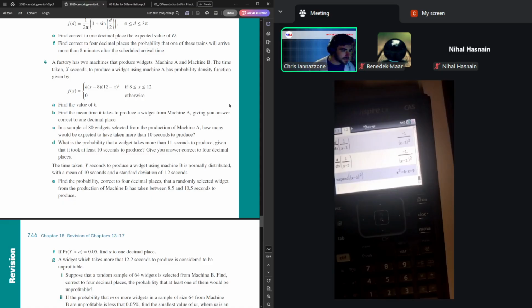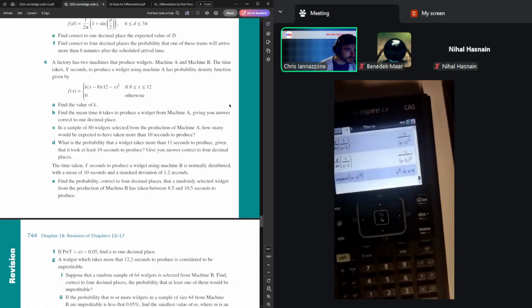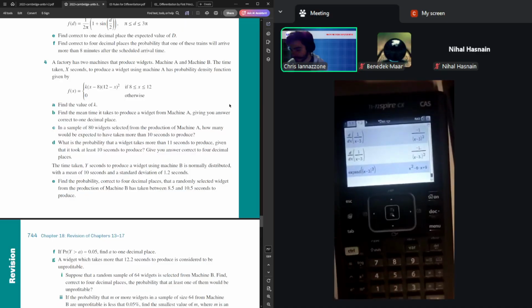Part C, in a sample of 80 widgets, how many would be expected to have taken... Okay, well maybe we do need to do part B. Actually, maybe not. I don't think we need part B for this. We have a sample of 80 widgets. From this continuous probability distribution, how many would be expected to have taken more than 10 seconds to produce? It's a bit of a two-parter question.